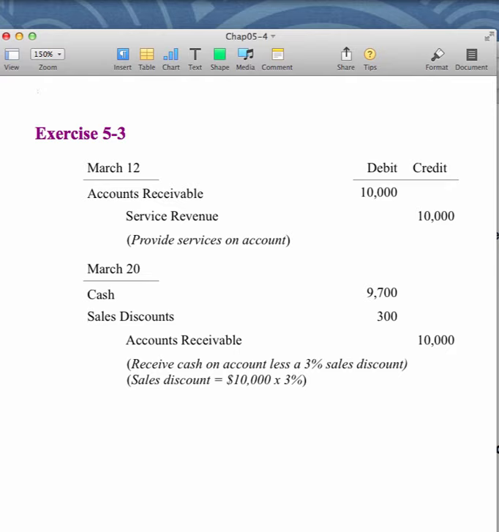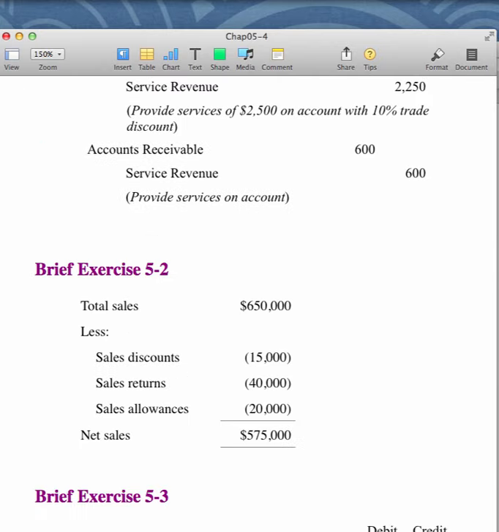Now, the sales discount account, like sales returns and allowances, is considered a contra account to sales. On the income statement, it's going to read total sales less sales discount, sales returns, and sales allowances, and that's how you reach net sales.